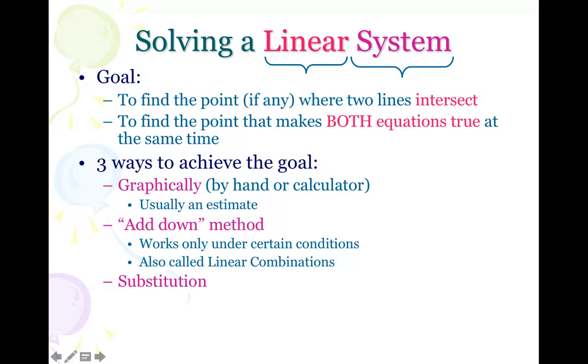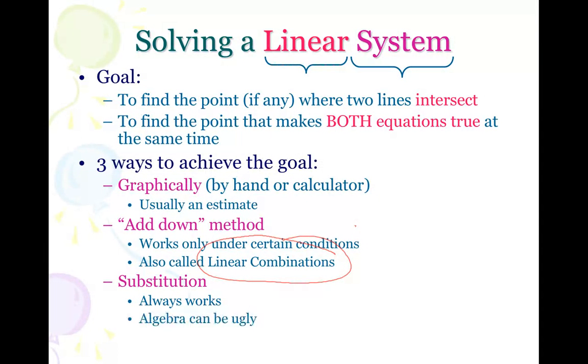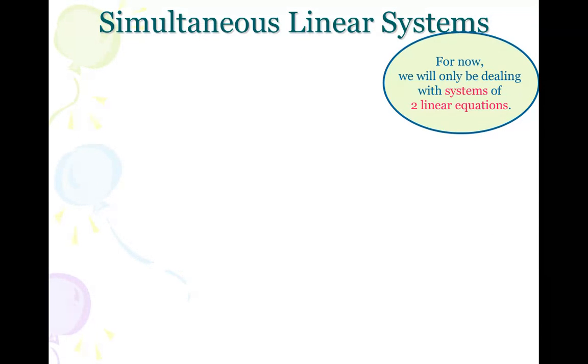The add-down method is really more formally known as linear combinations, right? And then finally we have substitution, which always works, right? You can always solve and plug in. Sometimes it's not as pretty as others, but you can always do it. So, simultaneous linear systems. For now, we're only dealing with a system of two linear equations. This is where we're going to review. When we come back together, you will be looking at a system of three. And that will actually lead nicely into our next unit, which you have a little bit of time before, but it does lead nicely into that.